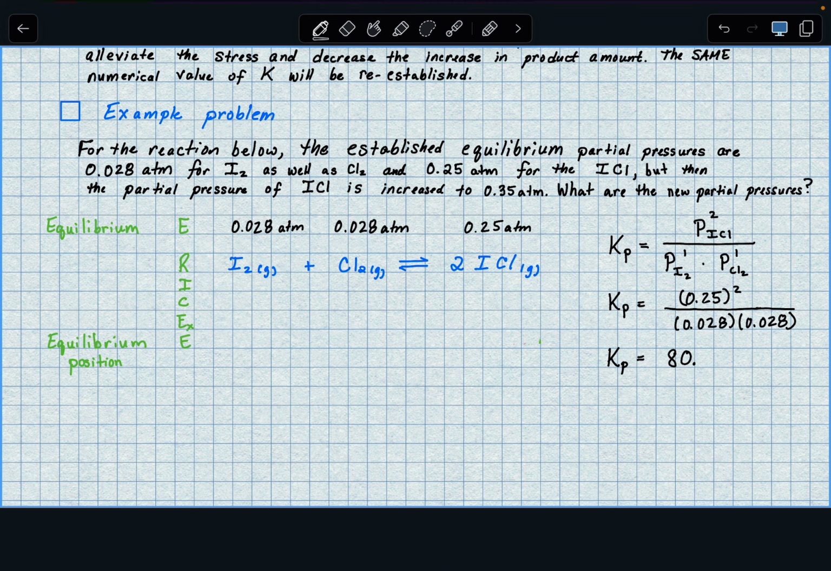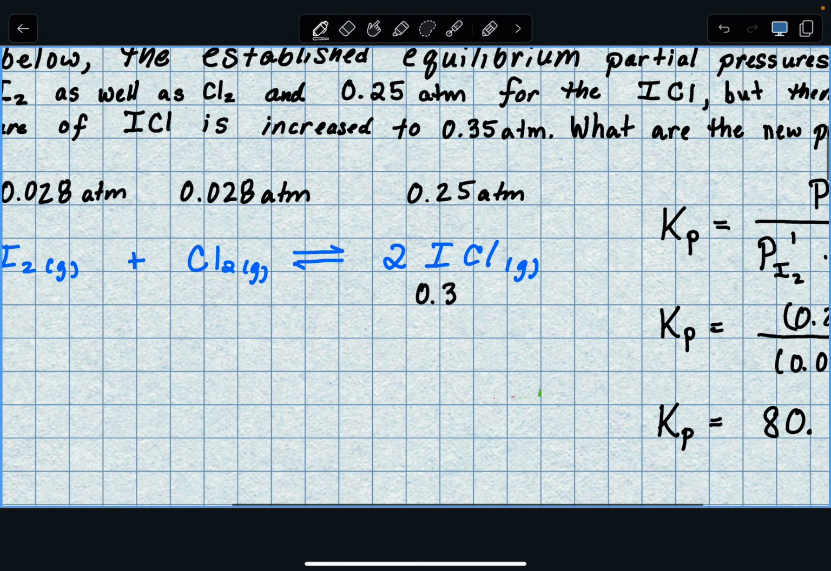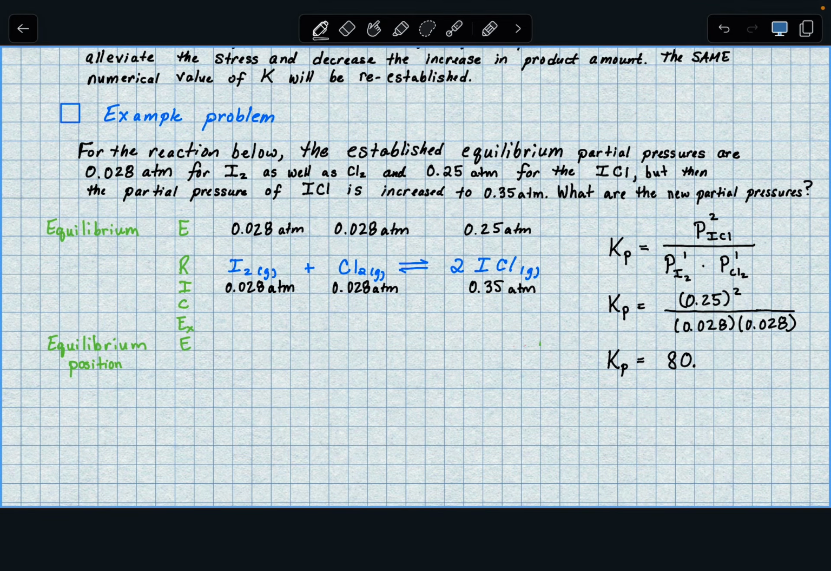All right, so if we read the problem, what happened then is we stressed our equilibrium. It's at equilibrium at this point, but then we added in and we increased the partial pressure of the iodine monochloride to 0.35 atm for our product, so that the product concentration went up. And then our initial concentrations for these two did not change. So we didn't add anything different for our reactants. We just put some increase in the iodine monochloride. So then what's going to happen is it's going to shift a certain direction.